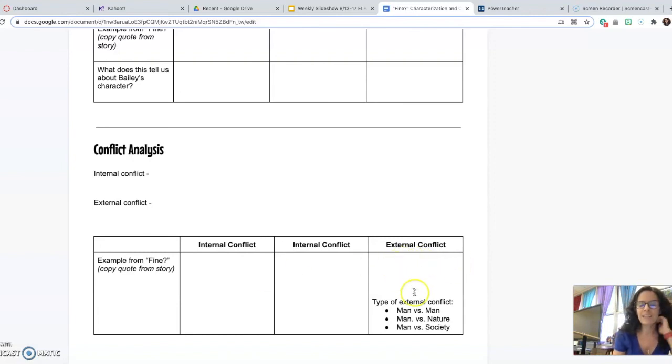And then what is an external conflict? Something that's not in her head. She's got a lot of conflict going on in her mind, but there are some other conflicts that she has outside of her mind. So you would write down an example of one of those and then just circle: is it a man versus man external conflict, man versus nature, or man versus society? And that's how you would fill out this particular form.